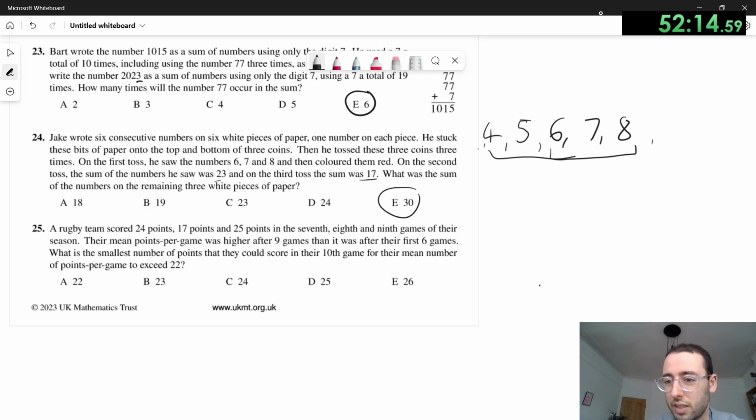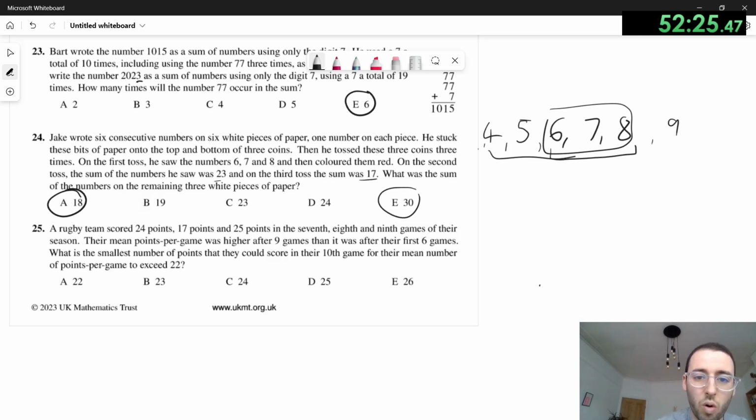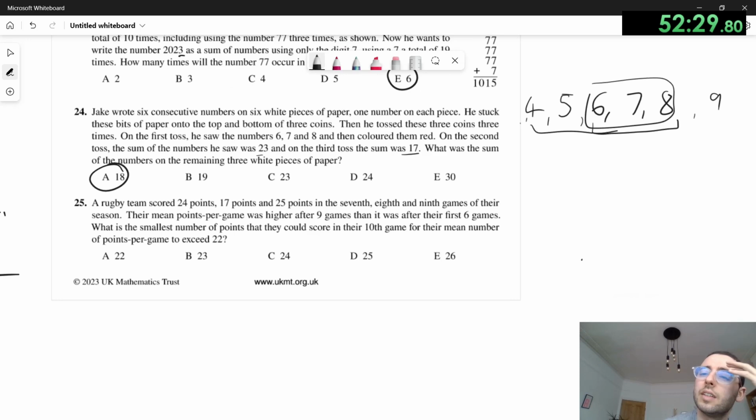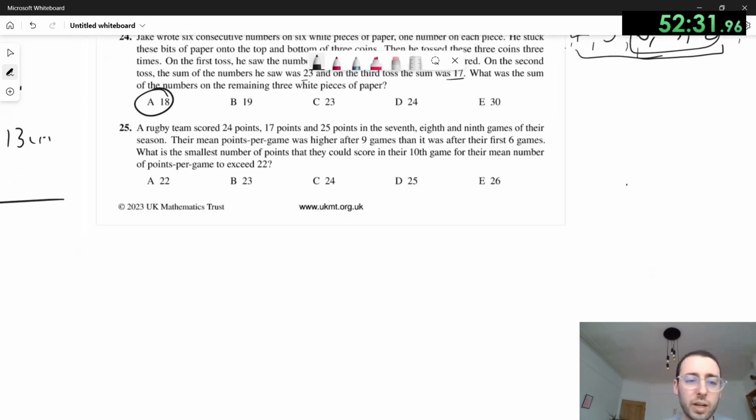4, 5, 6, 7, 8, 9. Now, in this situation, can I make 23? Yes. Before I couldn't. So if I get rid of these, the last 3 digits are 18. That also wasn't hard. That felt like a Sudoku question, but I can't work out why.